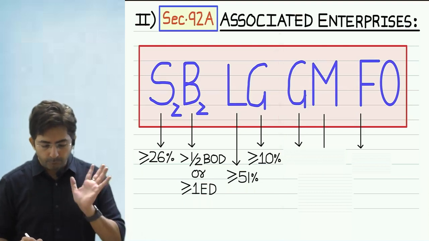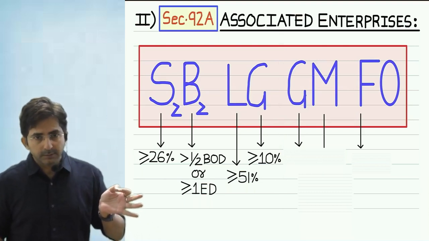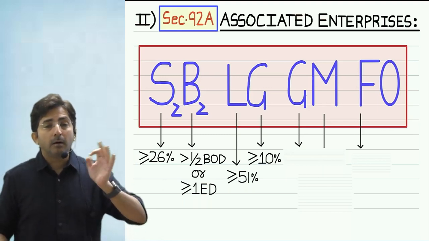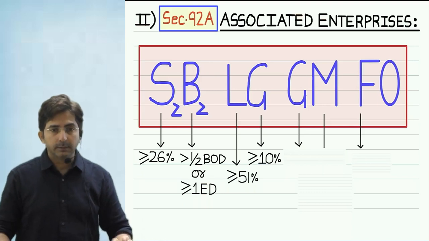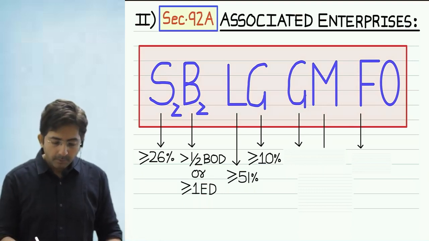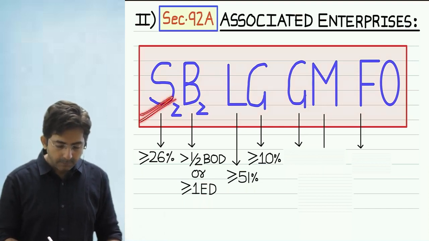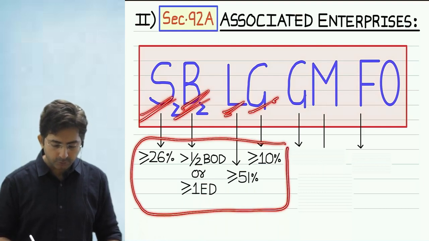Sub lug gum fo. S was shareholding. B was ability to appoint board of directors. L was given loans. G was given guarantee. But just remembering these words is not sufficient. You have to remember the percentage also, okay?